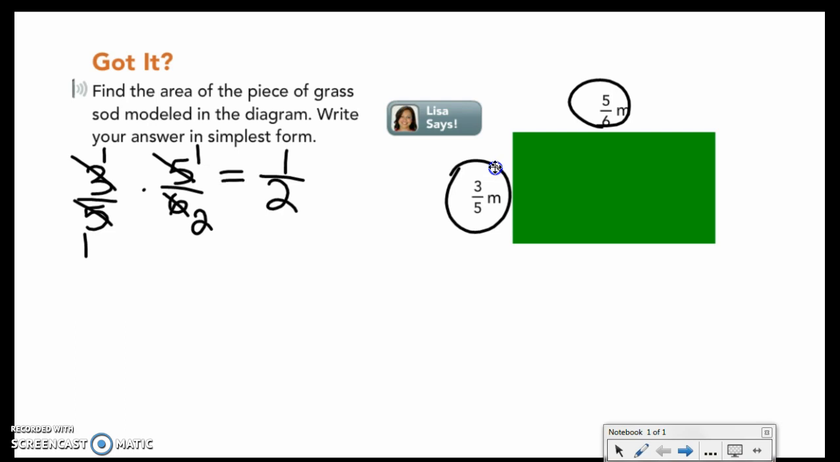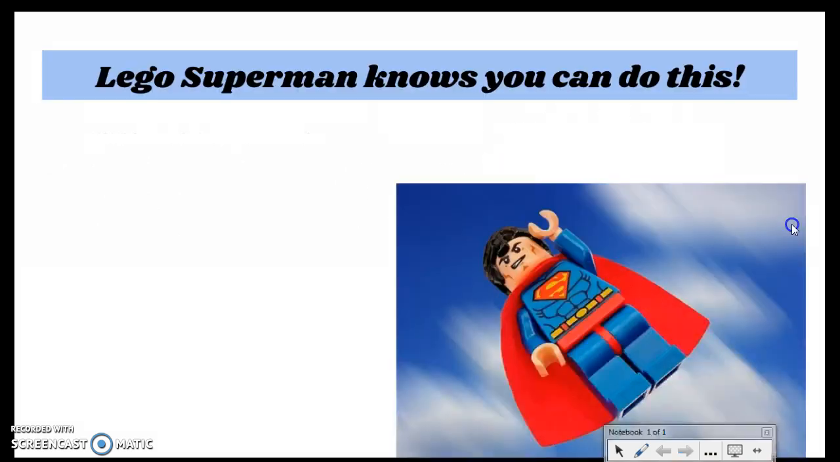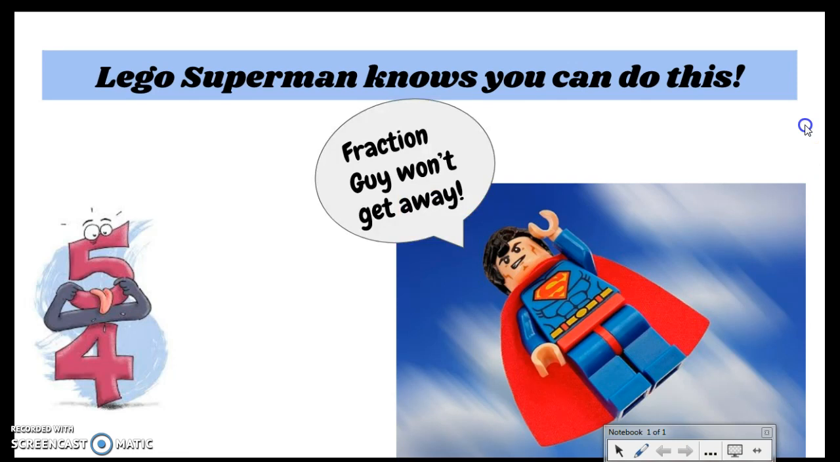Okay, guys, this is how simple it can possibly get. Once you're practicing different problems like this over and over again, it becomes so easy for you. So take the information that we talked about and your notes that we worked on in class. I want you to go tackle these fractions, okay? Superman thinks you can do it. He's not going to let that evil fraction guy get away with it.